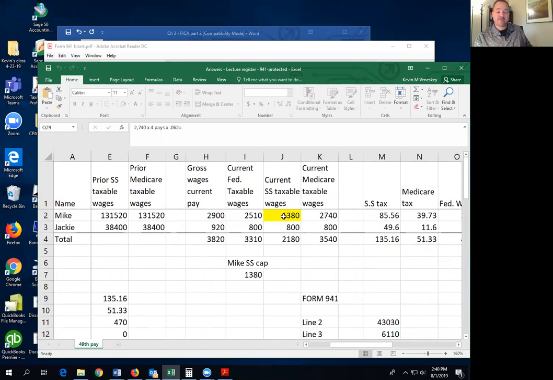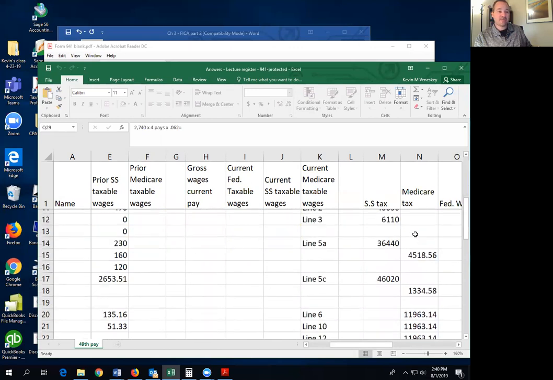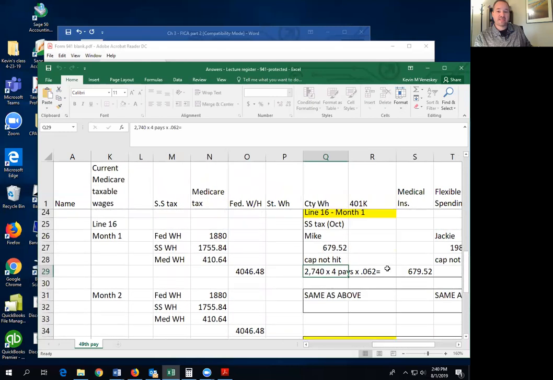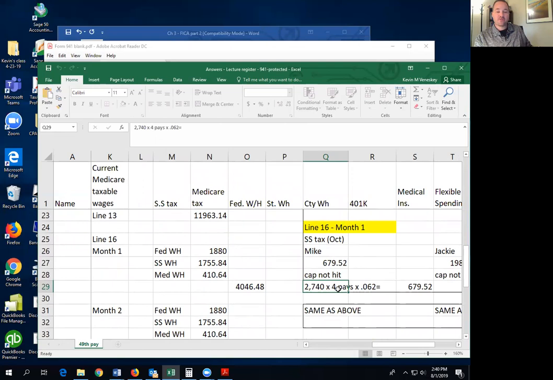So that's going to be the same for Social Security as long as the cap's not hit. So we take the $27.40 that would have been taxable times the 4 weeks of pay, and then I simply multiply that by 0.062. So taken out of Mike's check was $679.52. And then you can see here's the formula I used, so there's no mistakes in my math, and it came out the same.